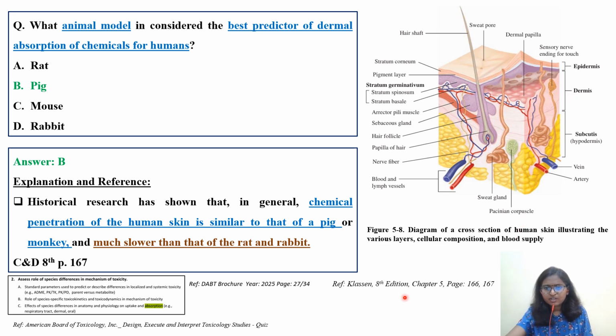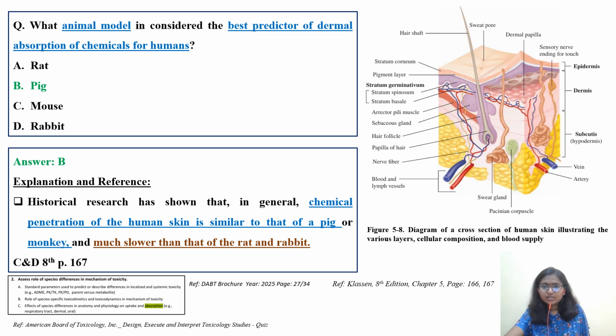You can either refer to Casarett and Doull, or, those who are pharmacy students, you might have already learned about skin histology and the various layers of skin in your anatomy and physiology books like Tortora and others. You can go back to your basics to understand the various components of the skin.